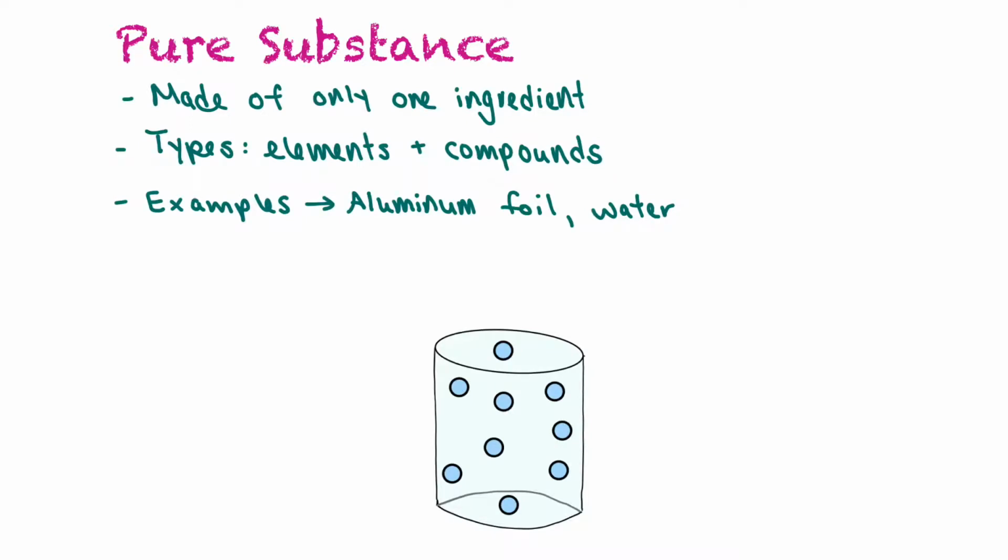With a pure substance, those substances are made of only 1 ingredient. So if it was water, it would be just H2O. The types of pure substances are elements and compounds. We'll talk more about those shortly. Some examples of pure substances would be aluminum foil or water. Those are pure substances. They're made of only 1 ingredient.